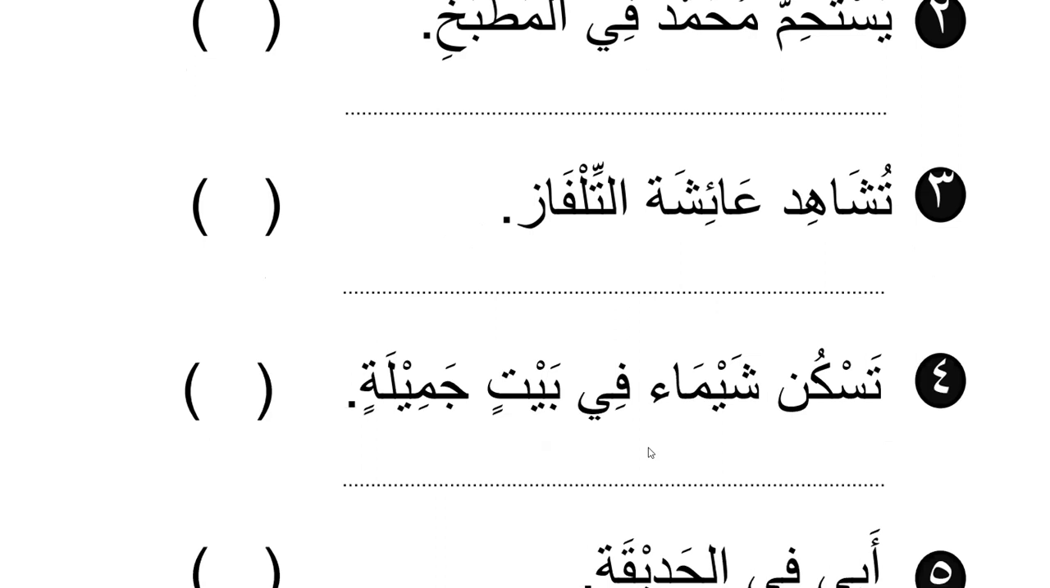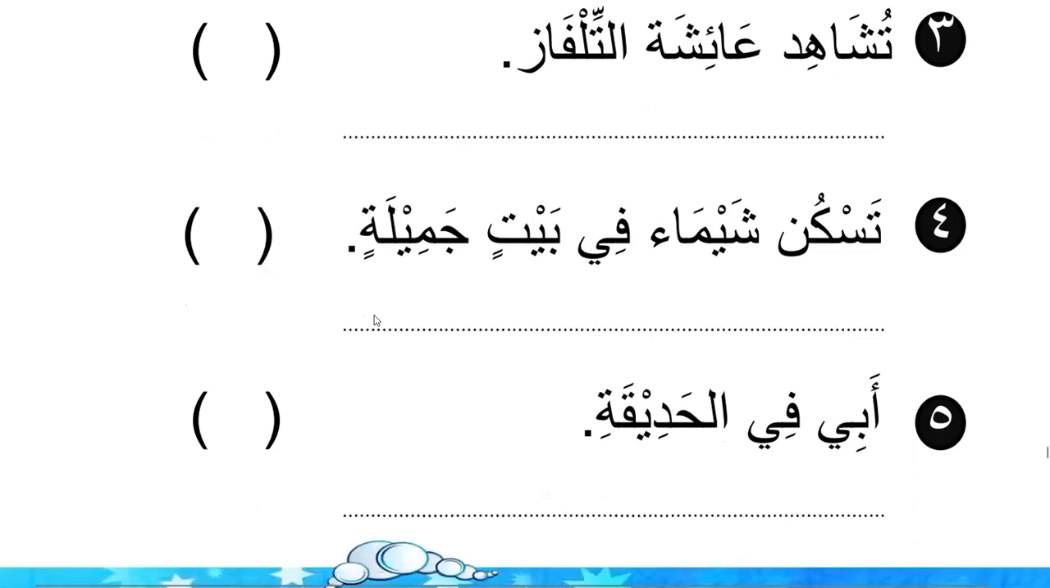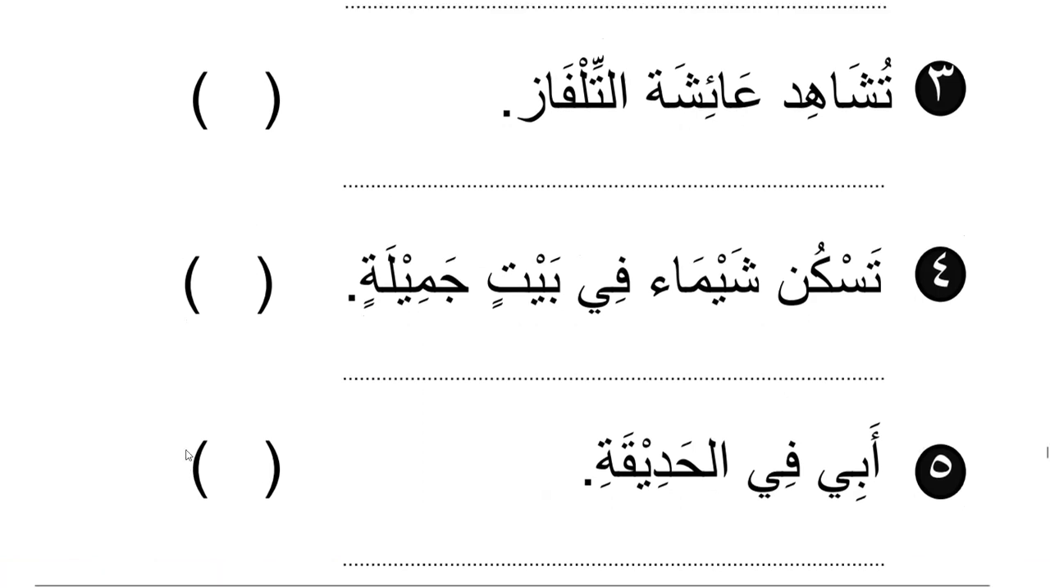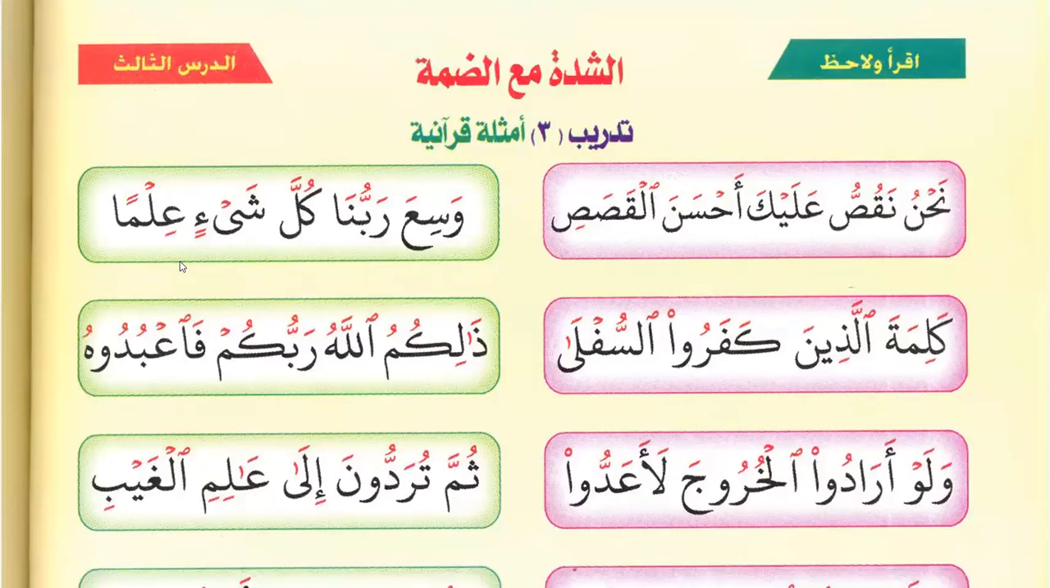Next. Tushahidu Aisha al-tilfaz. It's correct. Sahi. So you will say sahi. Taskunu Shayma fi baitin jamila. It's correct? No. Khata. What is the mistake here? Jamil. So jamil, okay. Next. Abi fi al hadika. It's correct. Father is in the garden. So it is sahi. Rayan, read this.